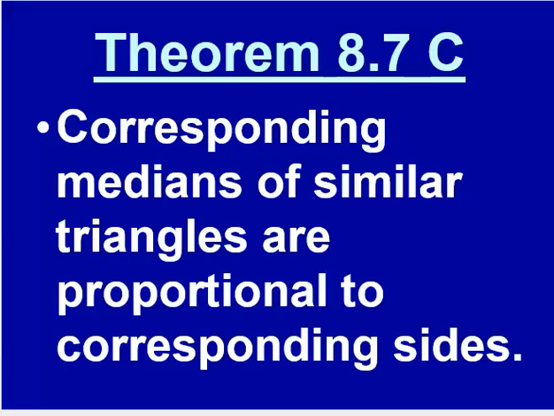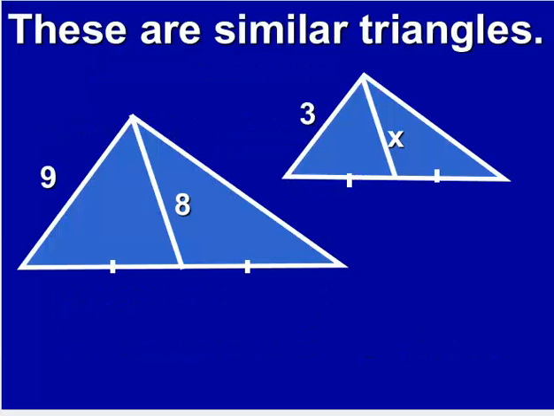Theorem 8.7c says corresponding medians of similar triangles are also proportional to the sides. Remember that medians go from a vertex to the midpoint of the opposite side. So for example, these are similar triangles. We have some medians. This is going from the vertex to the midpoint. I know this is the midpoint because the sides are marked, the opposite side. Here also, it's going from the vertex to the midpoint of the opposite side.